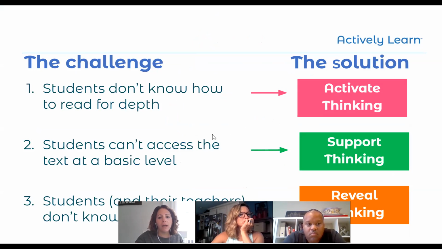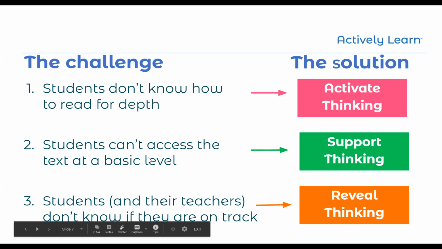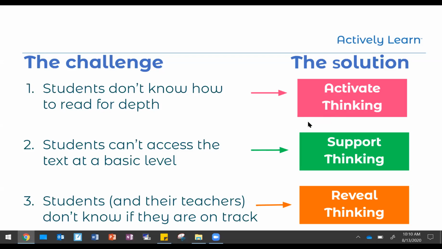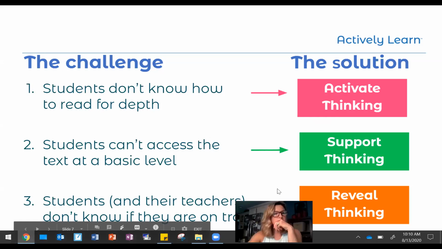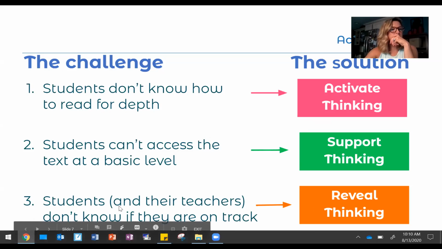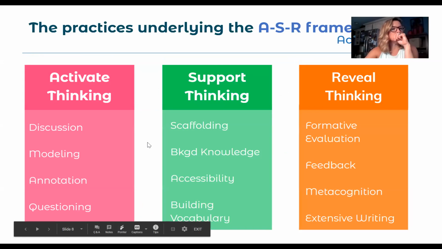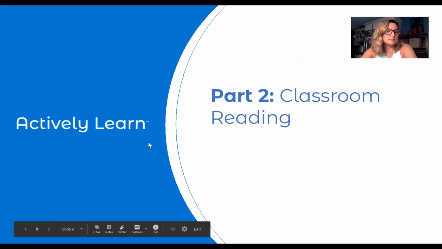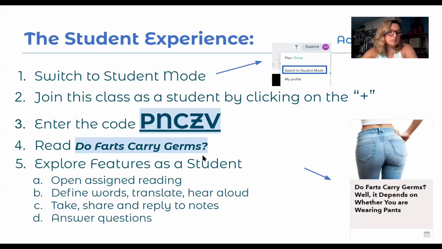Okay, so why Actively Learn was created is that they say students don't know how to read for depth because they're just scrolling through Facebook feeds or whatever feeds they are looking at. So this allows you to activate thinking and read for depth. This also gives you all sorts of reading levels, so you can support and differentiate in that way. And it's not just one way that you give them the information, it's two ways, and they also show you what they know by discussion and by answering questions. Let me just show you now from a student perspective.